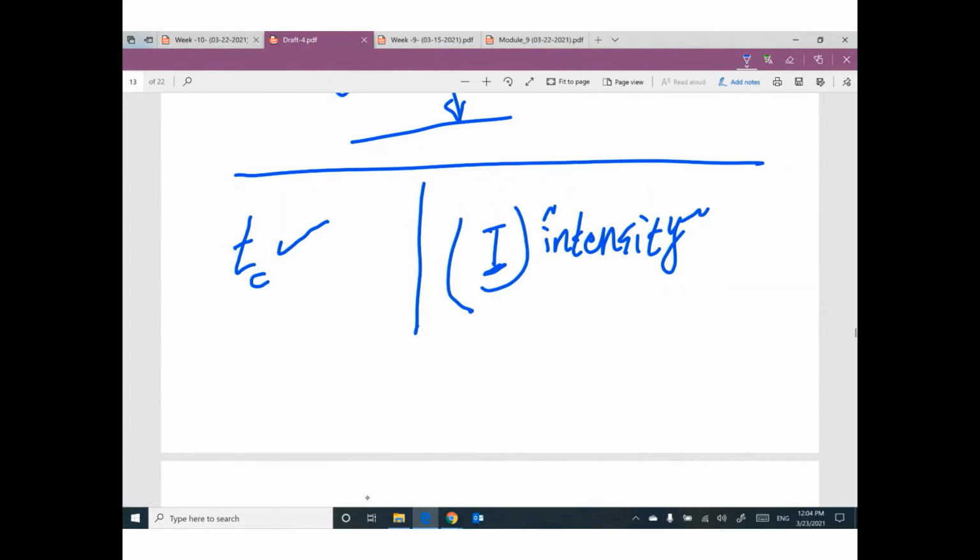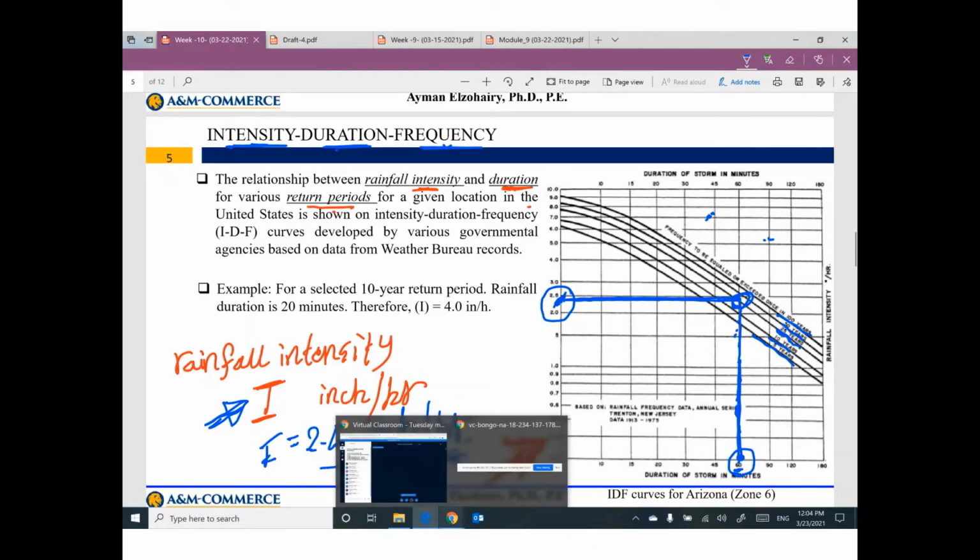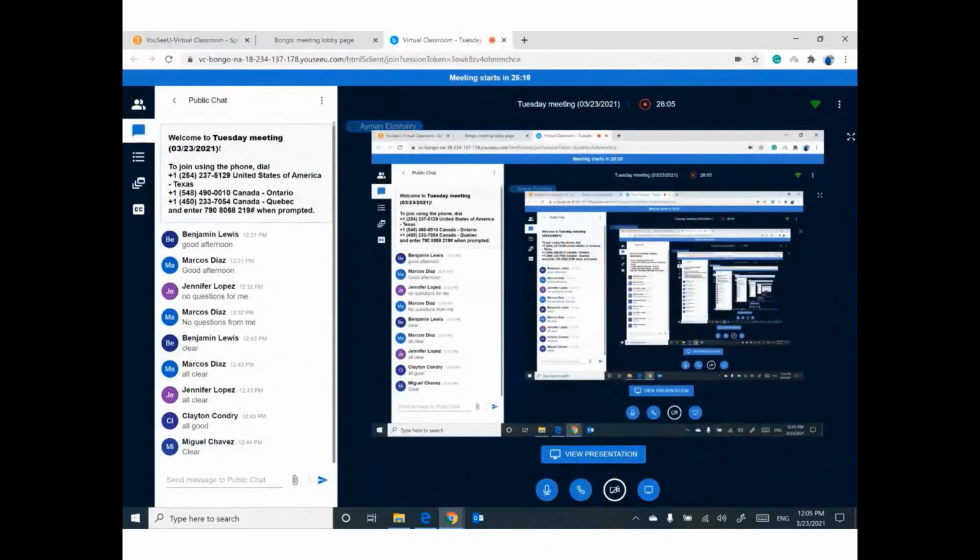Intensity comes from a different chart. Each city has a specific chart based on the rainfall duration, based on the frequency: every 5 year, 10 year, 25 year, 50 year, 100 year. I can tell you what the intensity of this rainfall is. The intensity is in inch per hour. How many inches do you expect every 1 hour? Any question so far?